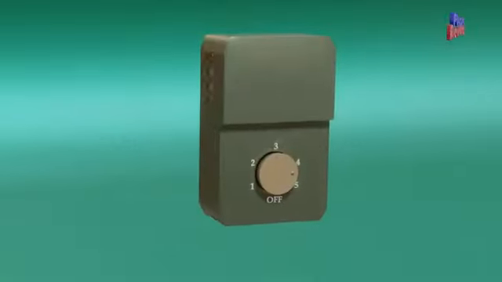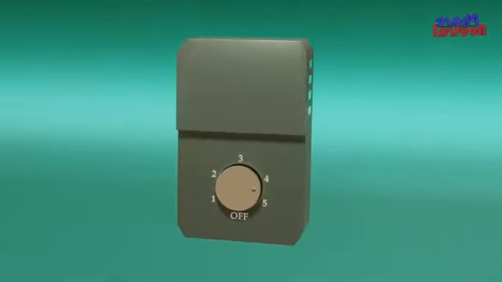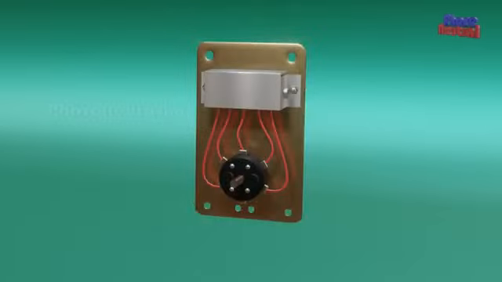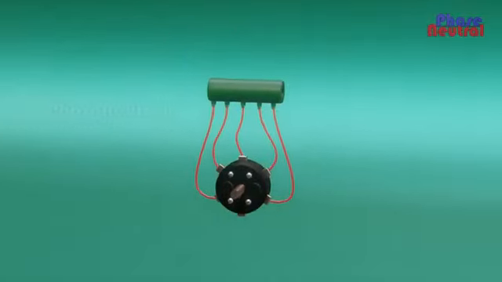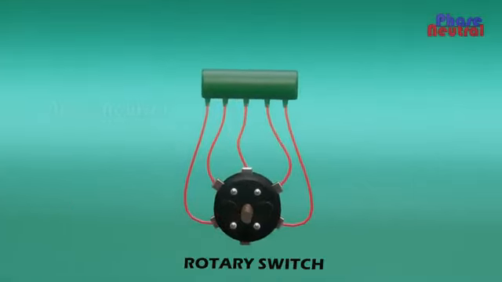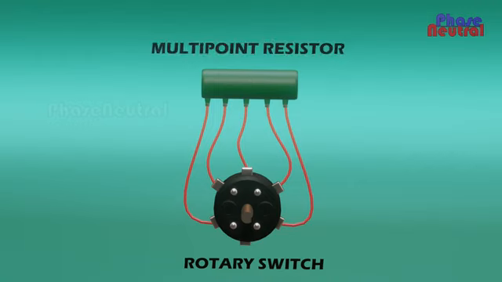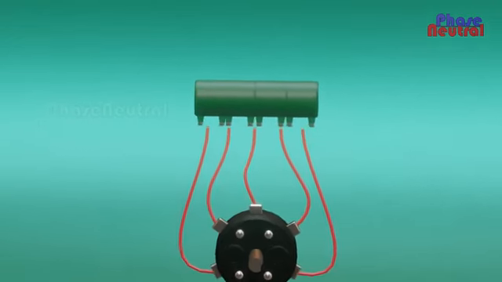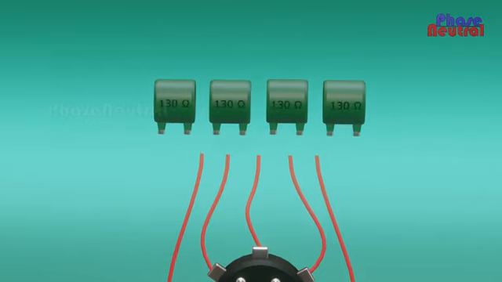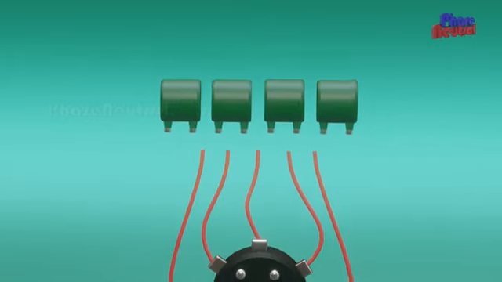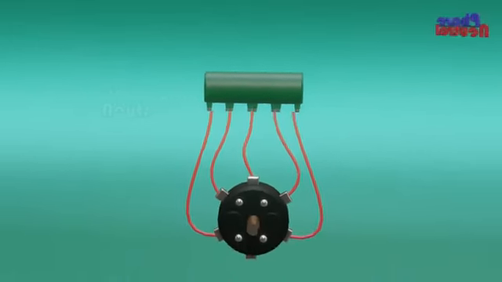The electrical regulator size is larger than the electronic regulator. Inside parts of electric fan regulators are a rotating switch and a multi-point resistor. This resistor is like a combination of 4 resistors connected in series. And this resistance difference is making the fan speed slow and high.